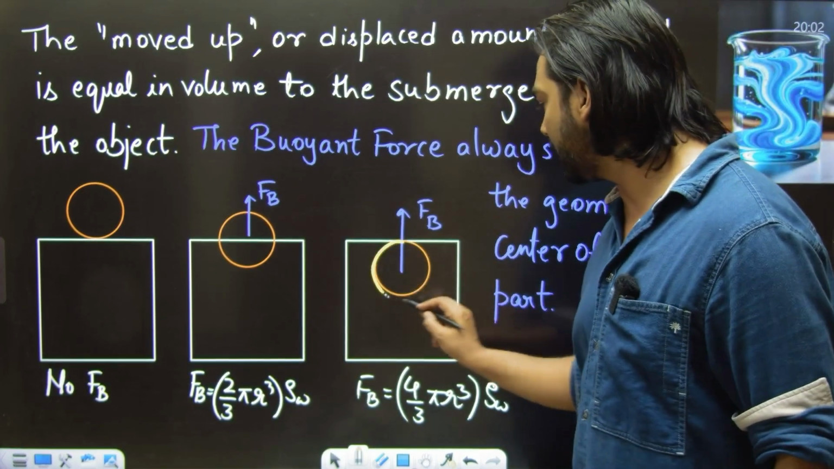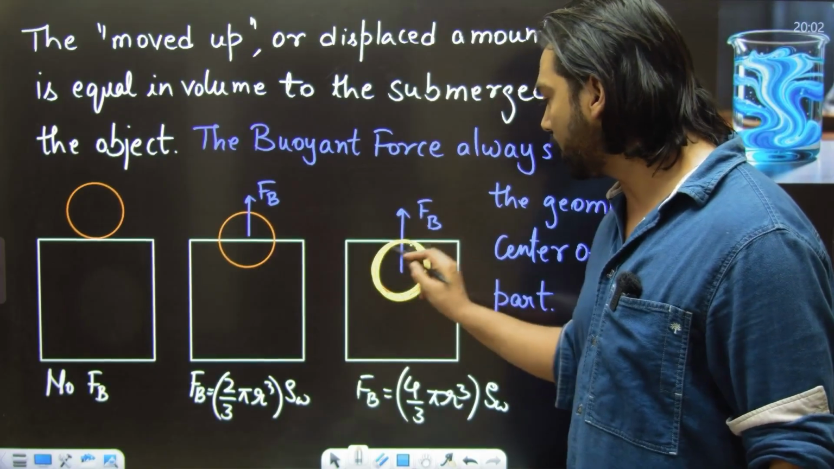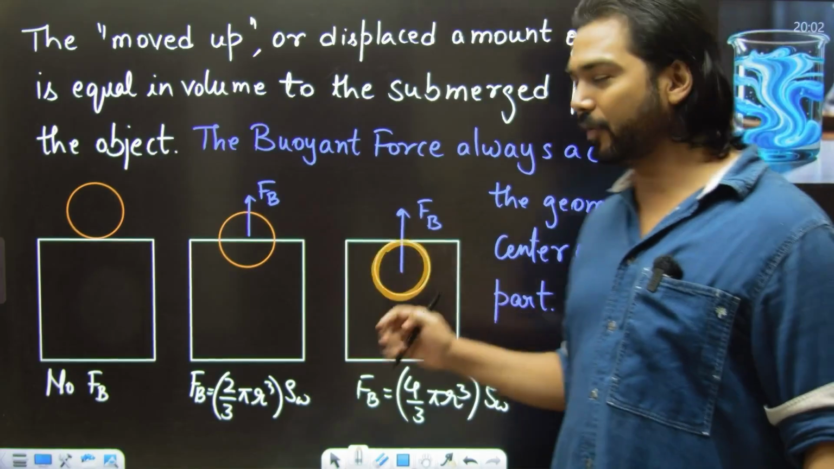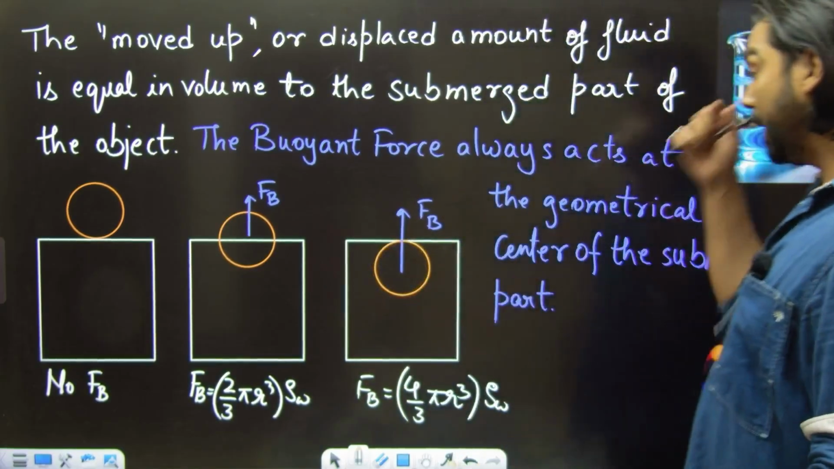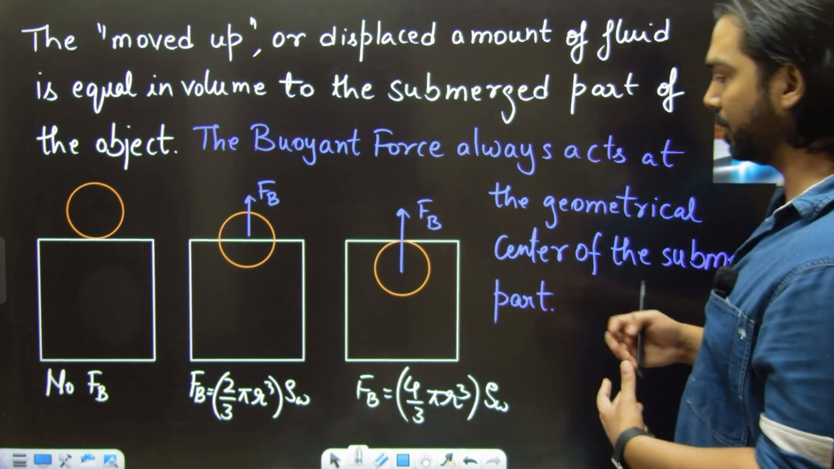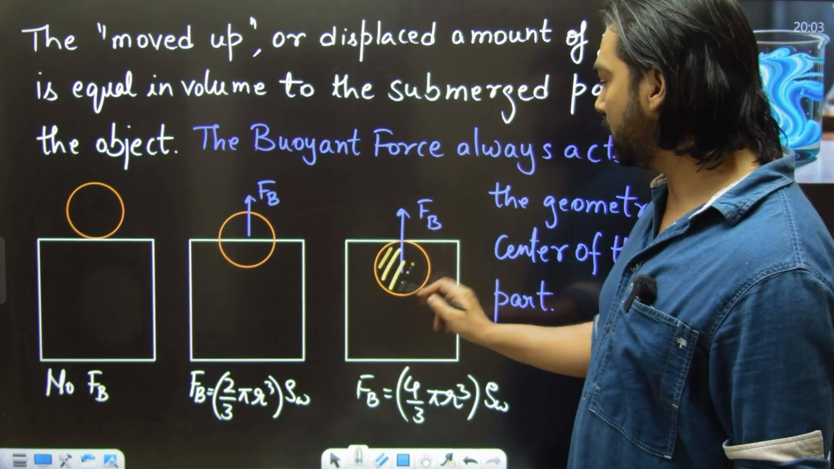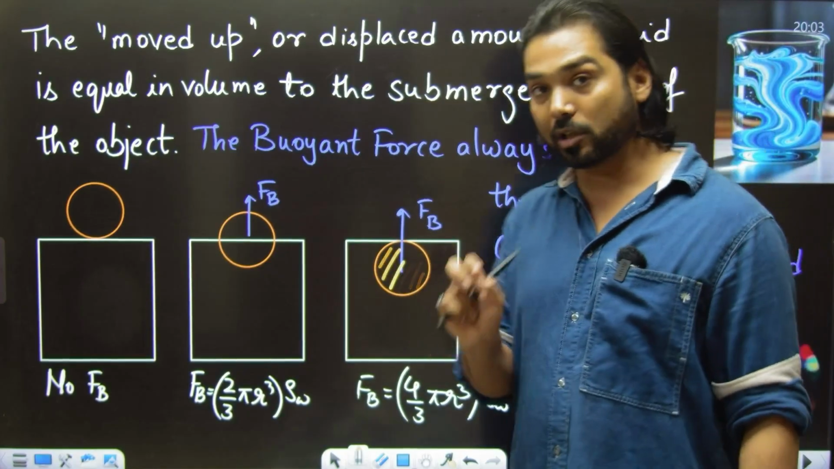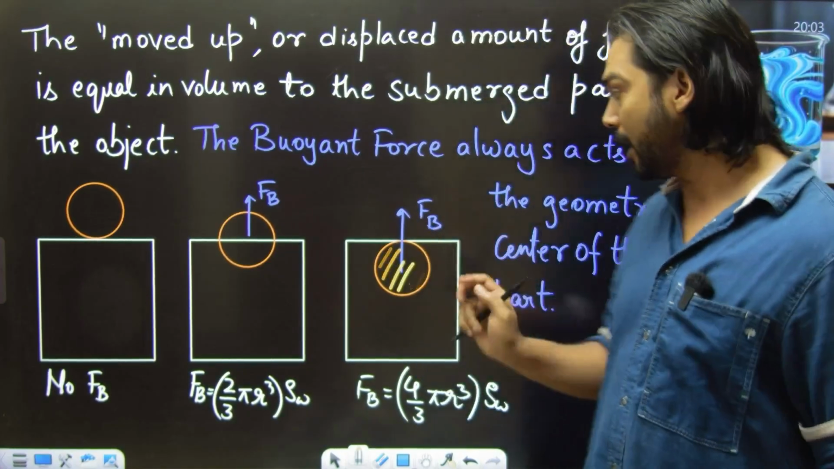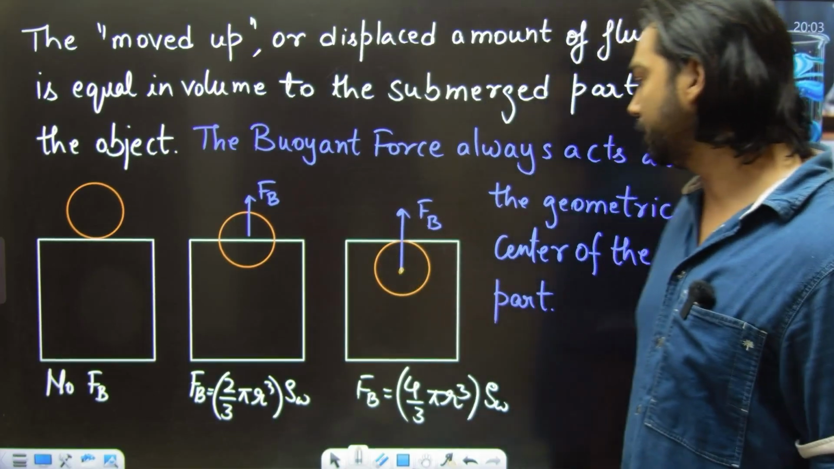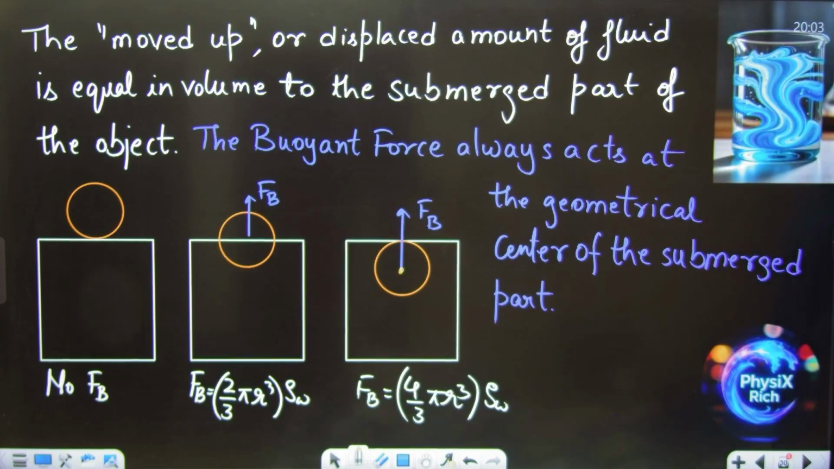You see that this part was earlier water. Earlier there was water over here. But now what do we have? We have the object. The buoyant force is acting due to the presence of gravity, due to the presence of pressure difference. Because in all this region there's uniform gravity, that's why the buoyant force also has a center of application. And that force is acting at the center of this region which has been displaced. Okay.